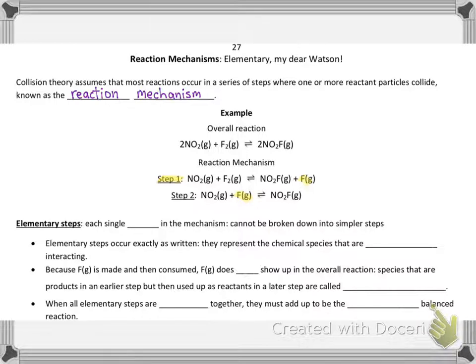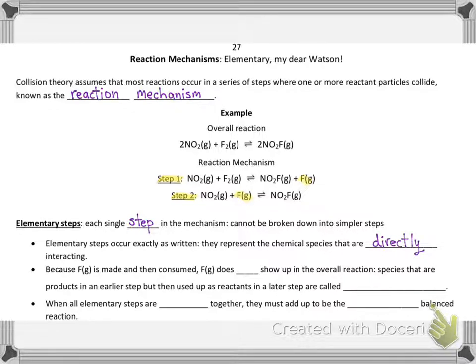So the idea is that when you're looking at the individual steps of a reaction mechanism, you're actually looking at what is happening step by step, beginning to end, and how this chemical reaction is actually happening. Each one of these steps is known as an elementary step. These steps cannot be broken down into anything simpler. They're as simple as it gets. So they actually are happening exactly as written. So they represent the chemical species that are directly interacting.